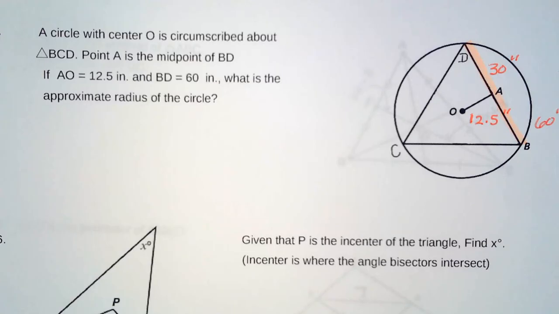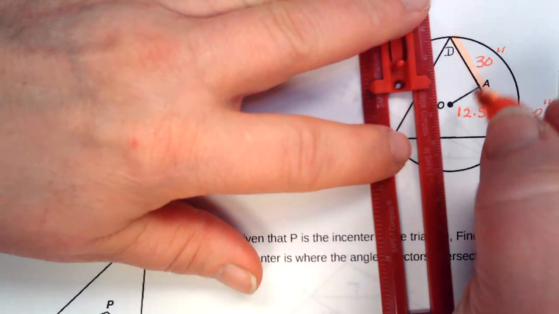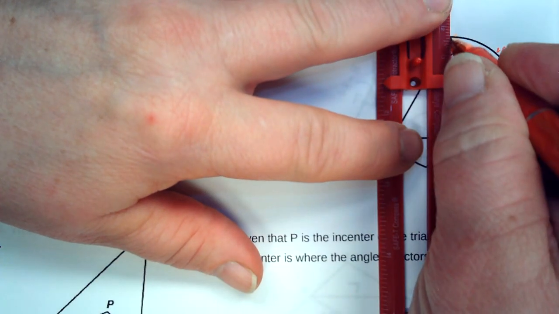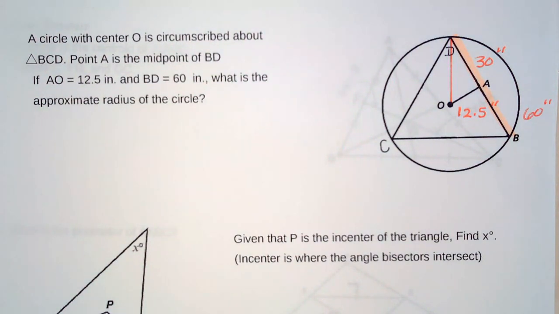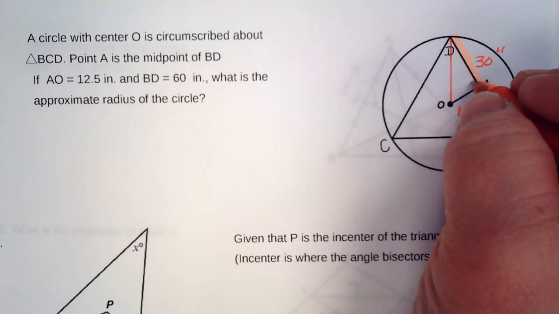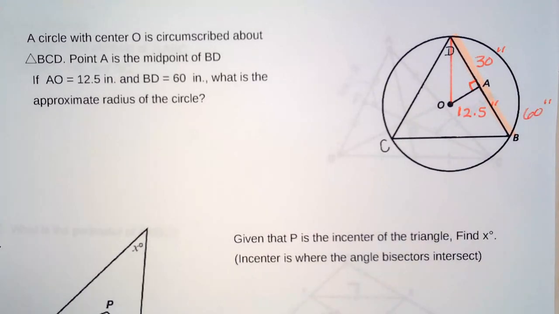What is my radius? The radius goes from the center of the circle to the edge, to a point on the circle. What have I created? I've created a triangle. What kind of triangle? A right triangle. Now what?